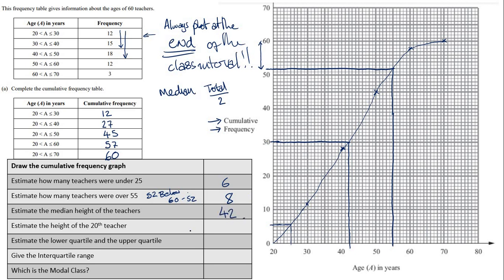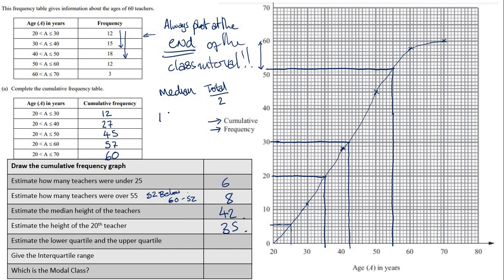42. Estimate the height of the 20th teacher. Now, the 20th teacher, 20 across and down, you get 35 years old. Estimate the lower and the upper quartile.